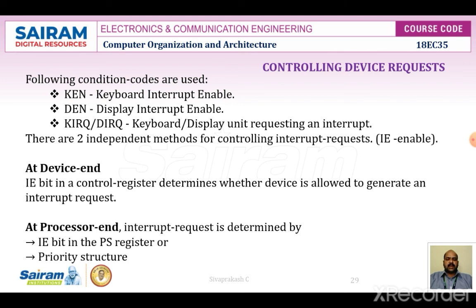In such a way, interrupt request control is fulfilled either at the device end or at the processor end. So these are the two methods of controlling the device request lines in the interrupt process.